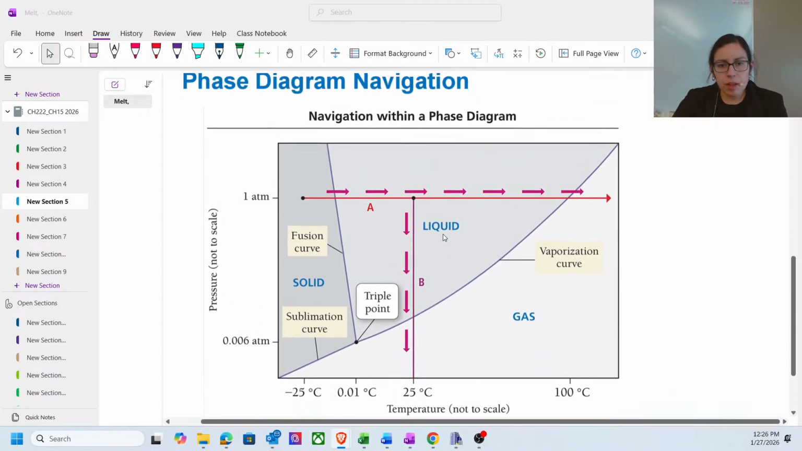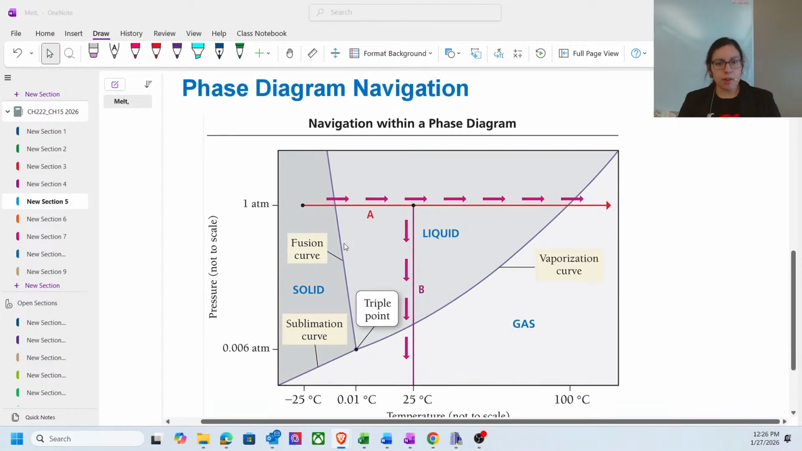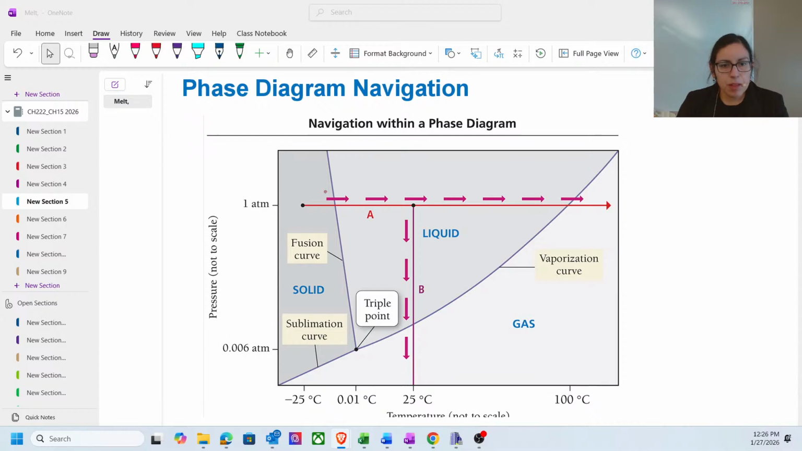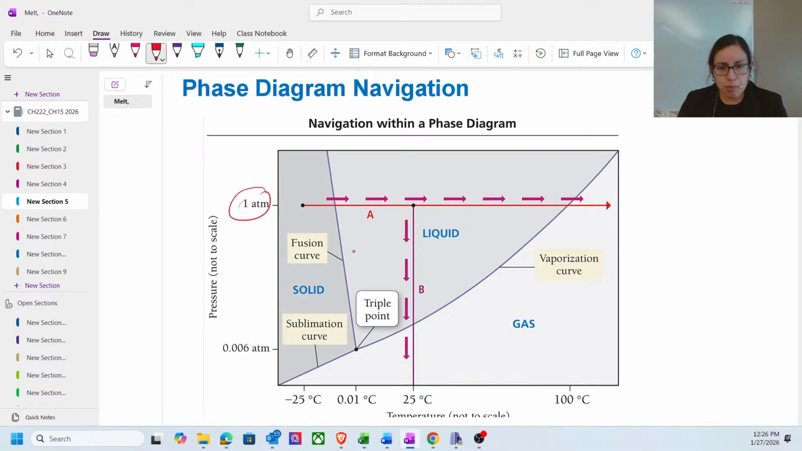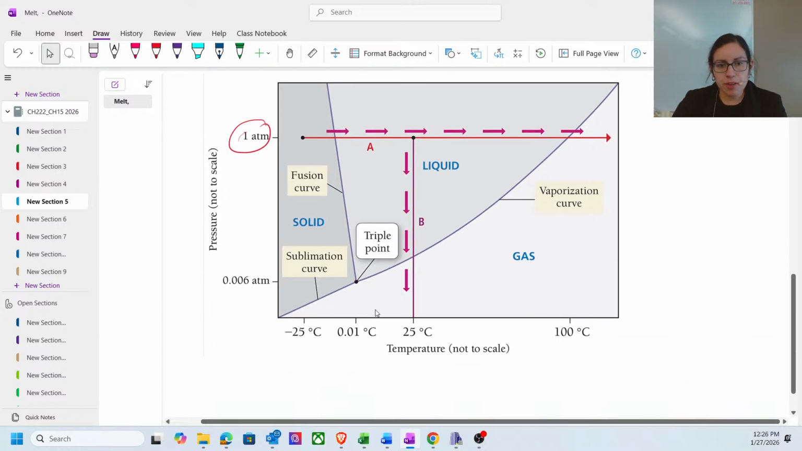And so again, just another phase diagram that's kind of showing you. So we have, again, 1 ATM, so it's going to show our relevant pressure points. Again, triple point, just pointing out our different phases.